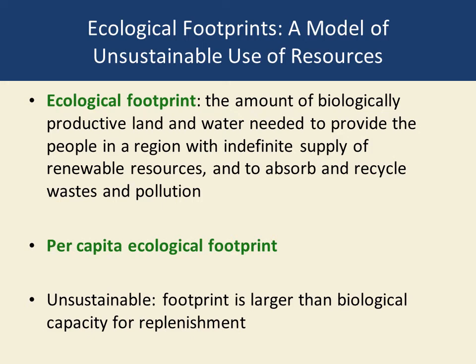Okay, per capita ecological footprint is the amount of land and water needed per person. And unsustainable would be where the footprint is larger than the biological capacity for replenishment, that is, we use more land and water to supply ourselves and to recycle our wastes and pollution than we should for a single person, based on the land and water available on earth.